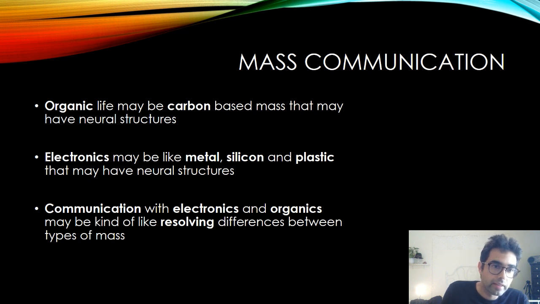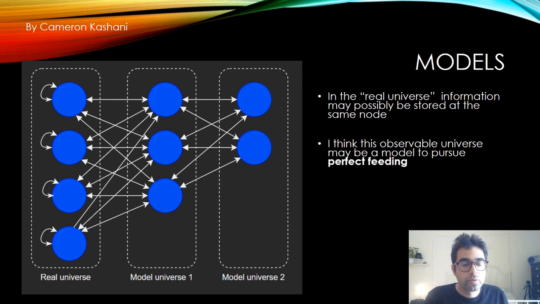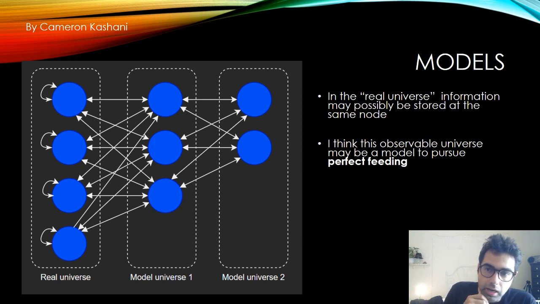So mass communication, I think organic life may be kind of like carbon-based mass that may have neural structures, and I think electronics may be like inorganic material that may have neural structures, and communications between electronics and organics may be kind of like resolving differences between different types of mass. So the idea of models and model universes within other universes, I think in the so-called real universe, information may be stored within the same node or position. I think this observable universe may be a model to pursue perfect feeding.